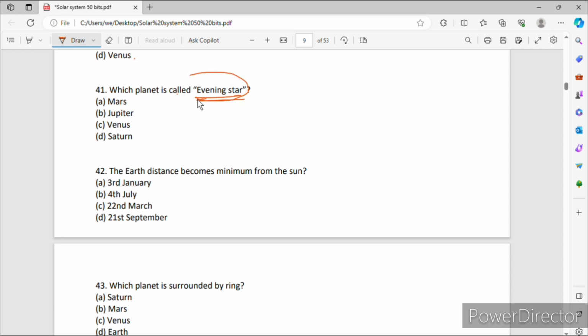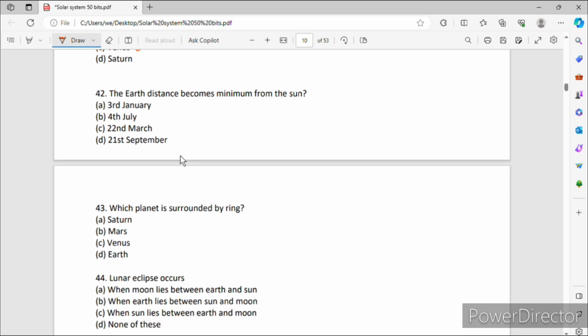See friends, we already discussed the evening star, the brightest star, and the morning star, that is Venus. We call it the evening star or morning star because it can be seen just before sunset and after sunrise. At the time of sunrise it is called the morning star, and before sunset it is called the evening star. That is why we call Venus the evening star.